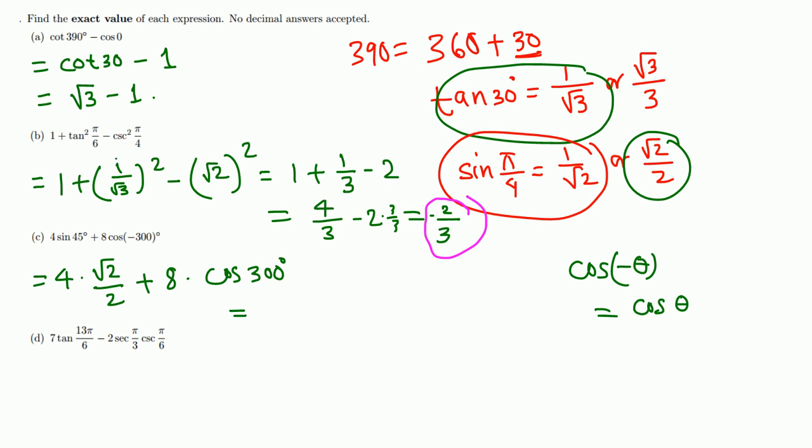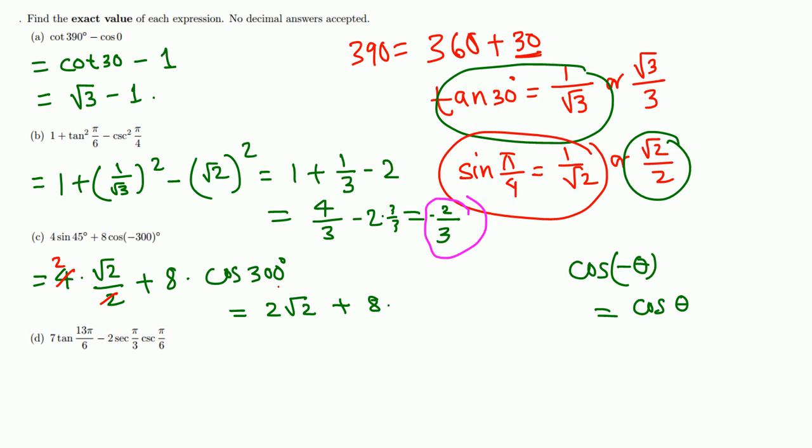Now 4 times root 2 over 2. 2 on the bottom, so 2 divides 4 twice. So this is 2 root 2. Okay, this is 2 root 2 plus 8 times, let's find the value of cosine 300.